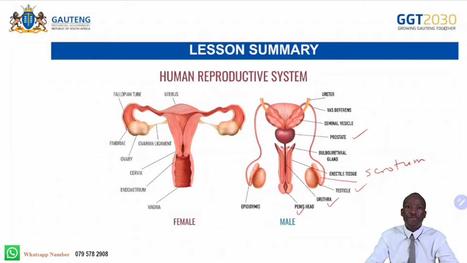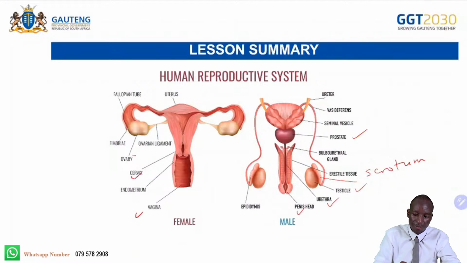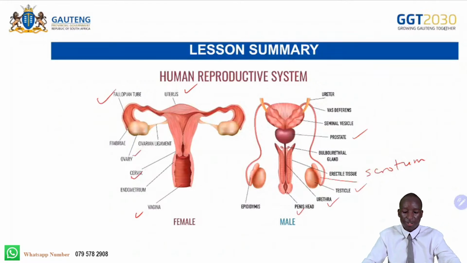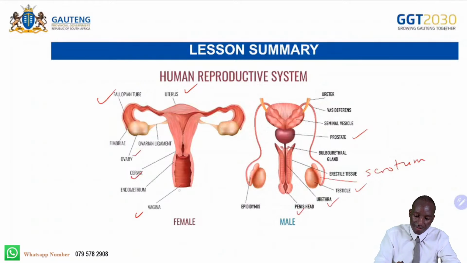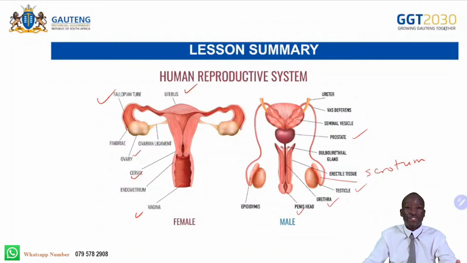For the female reproductive organs, we discussed the vagina, the cervix, the ovary, and the uterus, as well as the fallopian tubes. If you take a look there, all those are shown on the diagrams, indicating the location for each. We spoke about the functions for each of those. We say the vagina is the one which allows the baby to pass through during birth. Also, the vagina receives the penis during copulation.